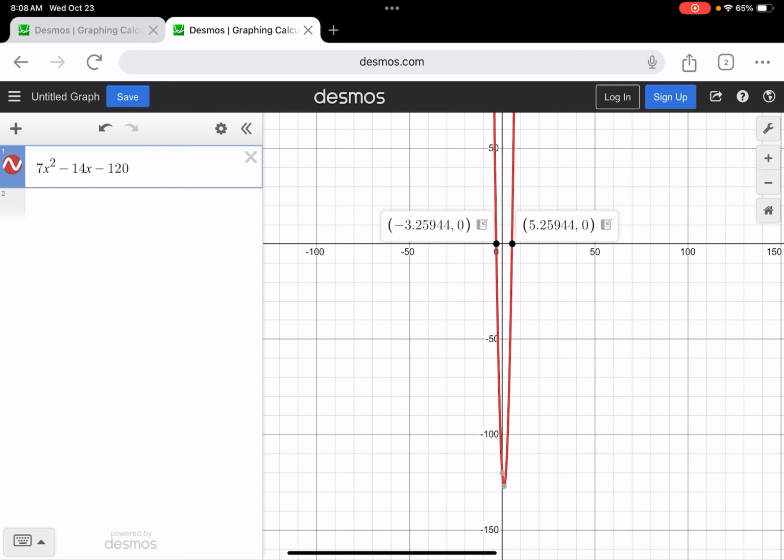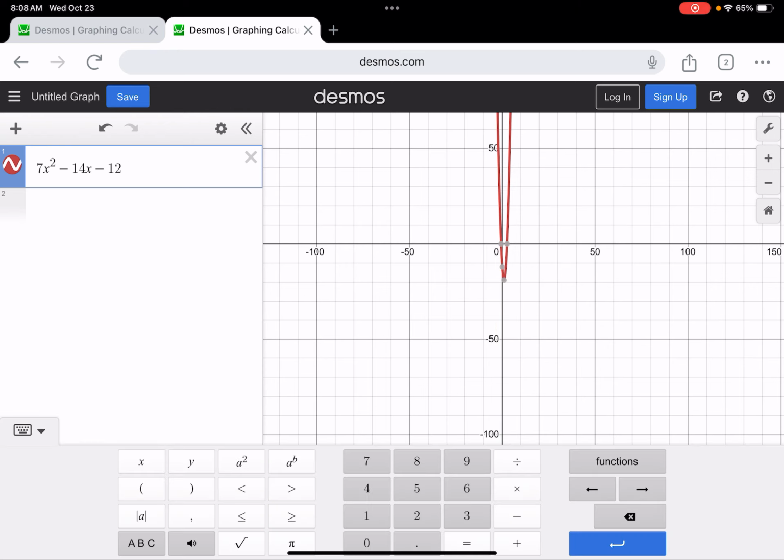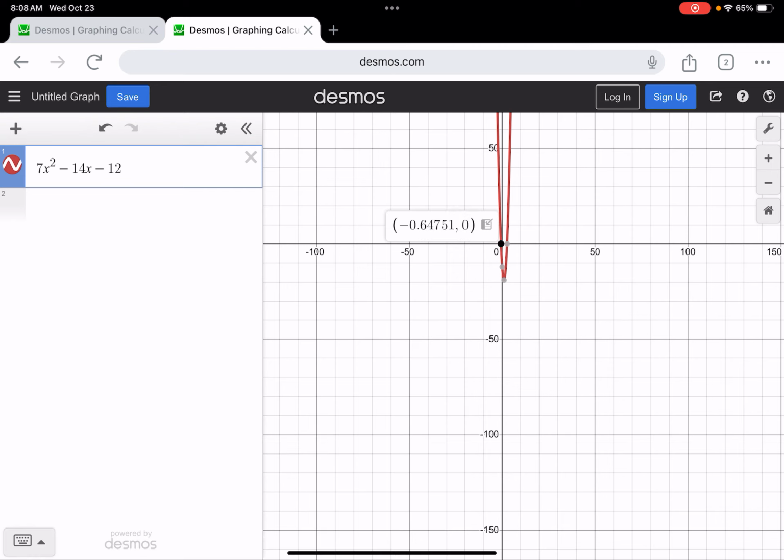Honestly, 7x squared minus 14x minus 120. Maybe they meant to put 12. Let's see if we put 12, what do we get? If we put 12, we're close. Right? 2.6. They got a 2.9.